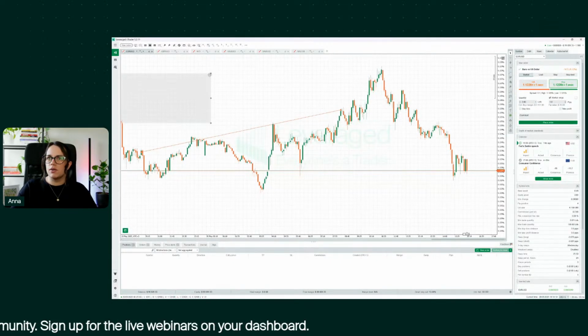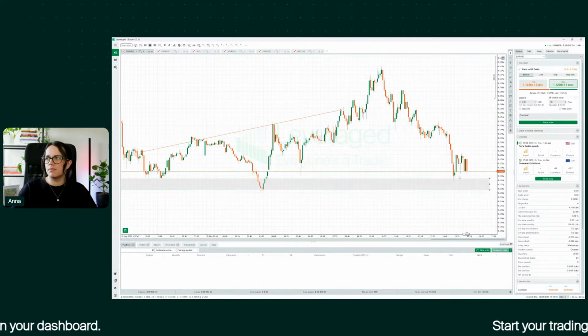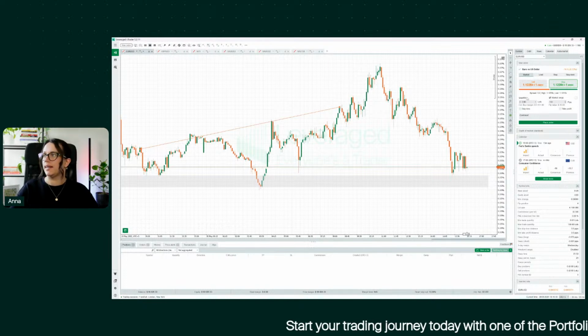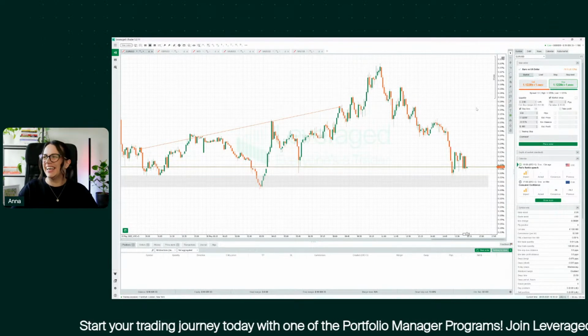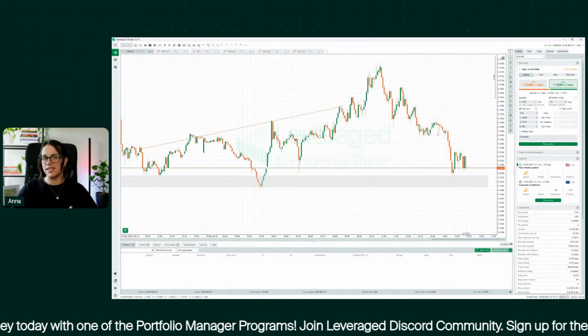Let's try and find, maybe this is some kind of support area, need to find something. So this is our support. So I'll try and figure out how can I buy this setup. Okay, so now what I need to do is I need to figure out my position sizing.